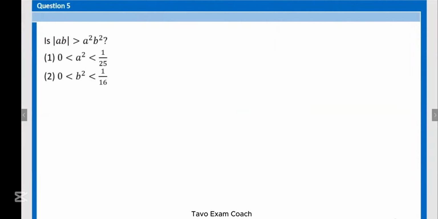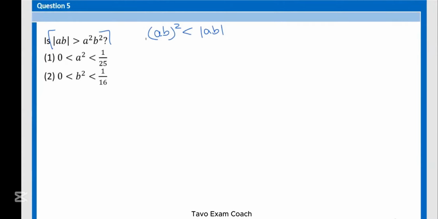Question 5. Is the absolute value of a times b greater than a squared times b squared? First, let's reformulate following our strategy. Let's reformulate the question into a simpler version of itself. Is a times b squared less than the absolute value of a times b? We are simply reading the inequality in the question from right to left.